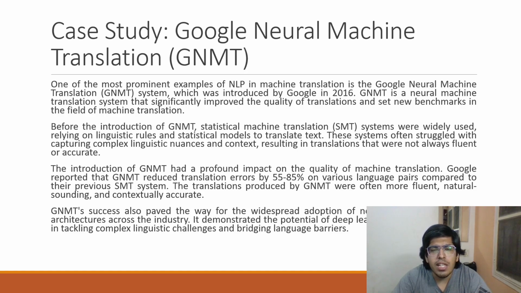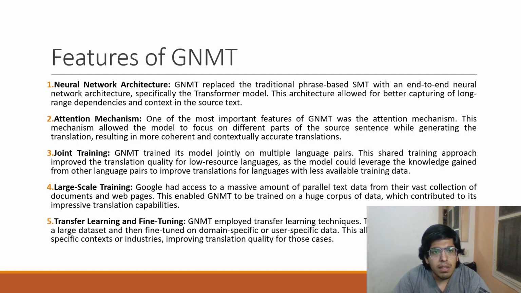Google reported that GNMT reduced translation errors by 55 to 85% on various language pairs compared to their previous SMT system. The translations produced by GNMT were often more fluent, natural sounding, and contextually accurate. GNMT's success also paved the way for the widespread adoption of neural machine translation architectures across the industry. It demonstrated the potential of deep learning and NLP techniques in tackling complex linguistic challenges and bridging language barriers.